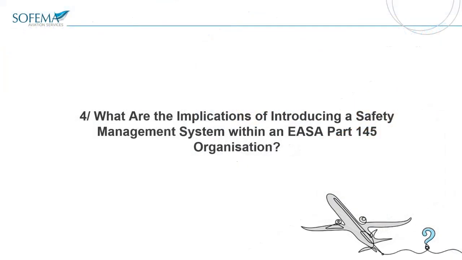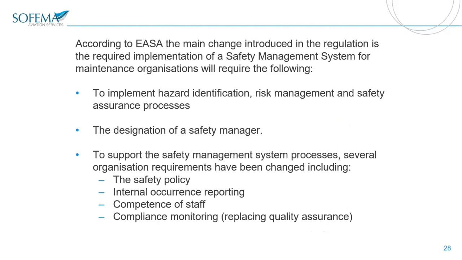What are the implications of introducing a safety management system within the 145 organization? We need to implement hazard identification. Proactive. This is looking forward, not reactive. This is not looking backwards. Risk management, safety assurance process. Designation of a safety manager.